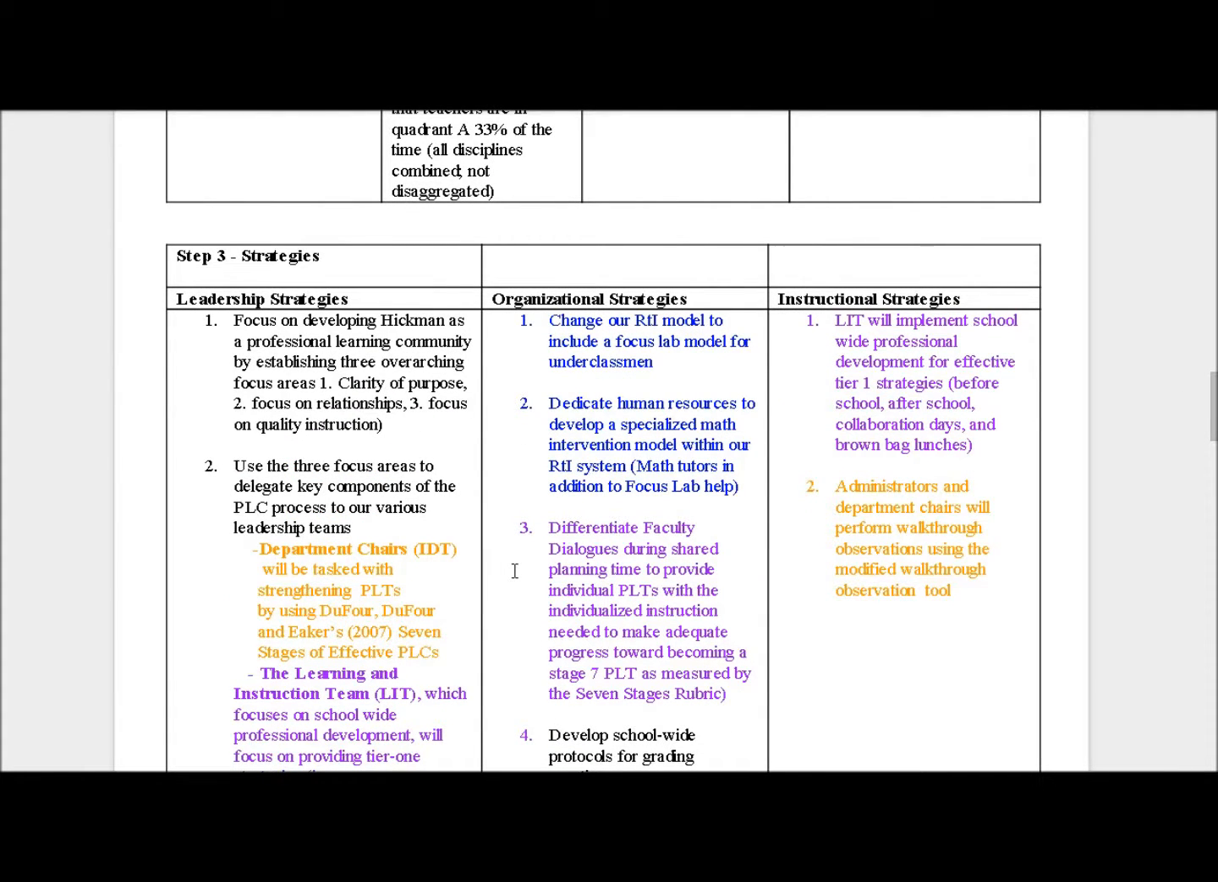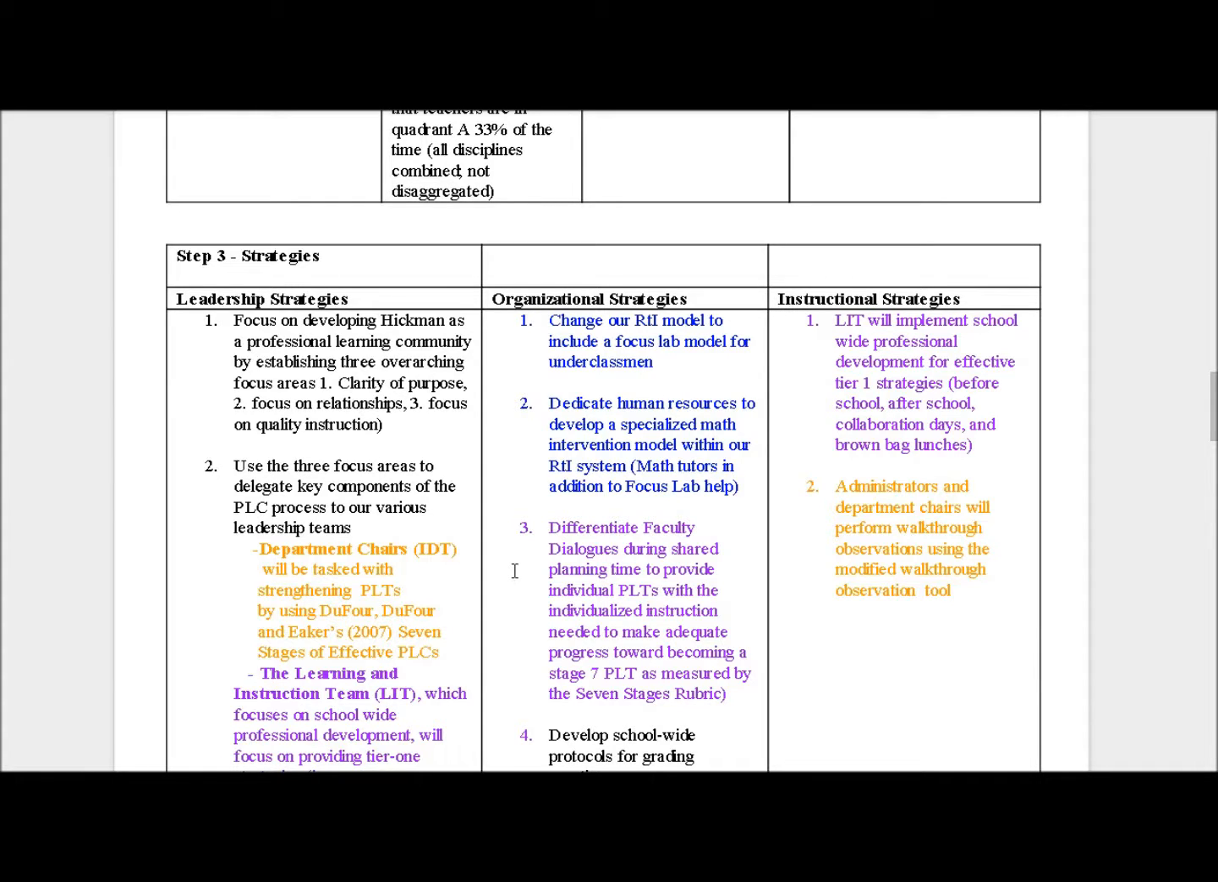We're going to change our RTI model, we already did change our RTI model to include a focus lab model for underclassmen. And again, this is a decision that was made based on the data that we analyzed from the 2013-14 school year. That is the reason why we made the decision to create a focus lab model for 9th and 10th graders.